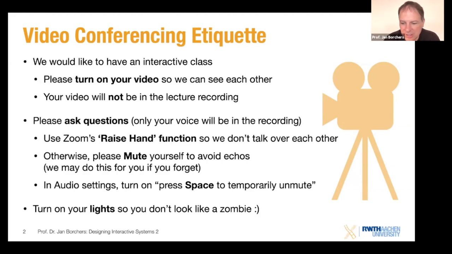You can make your life even easier if you want. If you go into your audio settings, that's usually next to the microphone, there's a little triangle. And when you get to the audio settings through that menu, then you can turn on the option to press space to temporarily unmute. This is kind of like a walkie-talkie mode where only while you're holding down the space bar, you can speak. Your microphone gets unmuted. When you let go, it gets turned off again.